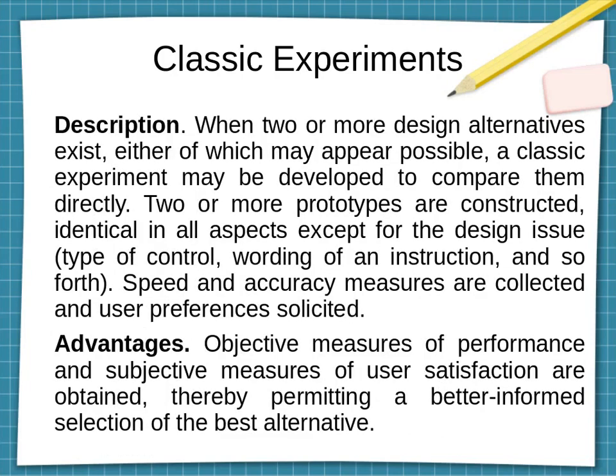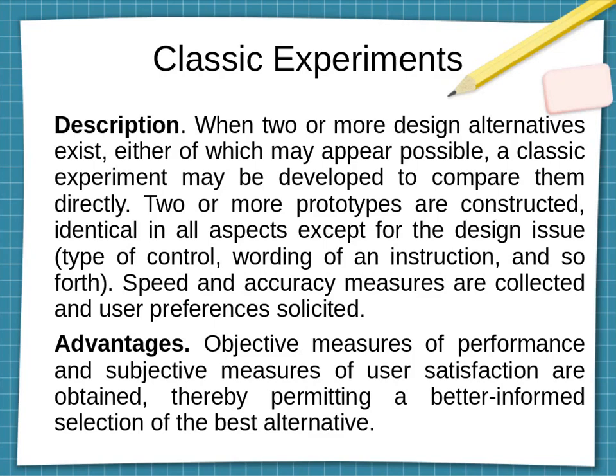Description here is: when two or more design alternatives exist, either of which may appear possible, a classic experiment may be developed to compare them directly. Two or more prototypes are constructed identical in all aspects except for the design issue, type of control, wording of an instruction, and so forth. Speed and accuracy measures are collected and user preferences solicited.